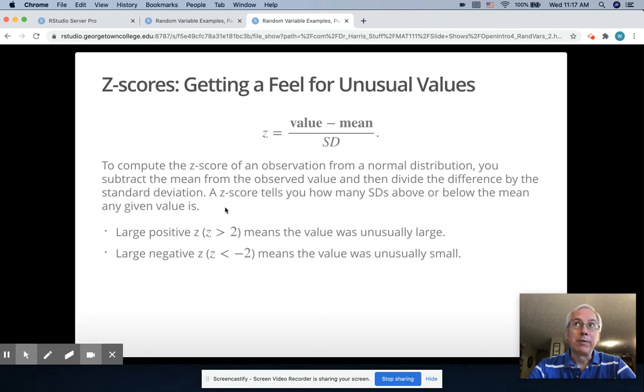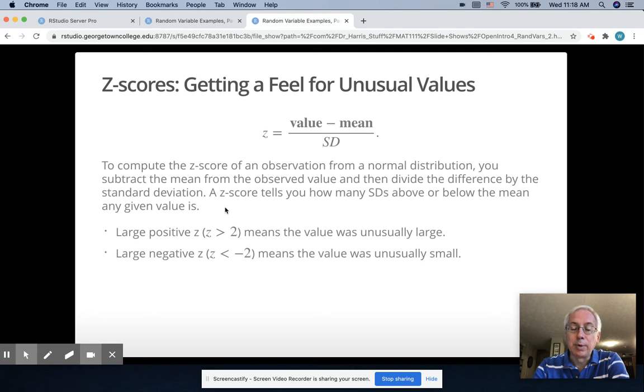And we know by the 95 rule that 95% of all observations would be within 2 standard deviations of the mean. Another way to say that is that 95% of all observations are going to have a z-score between -2 and 2. So only 5% of observations will have a z-score that's either bigger than 2 or less than -2. So we're going to think about those observations as unusually large if the z-score is bigger than 2, or unusually small if the z-score is less than -2.